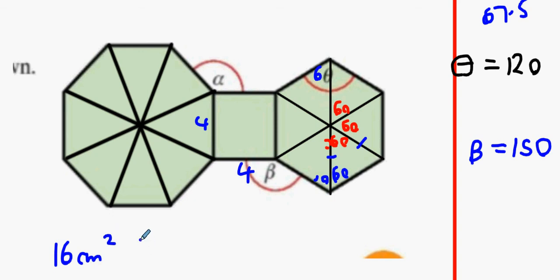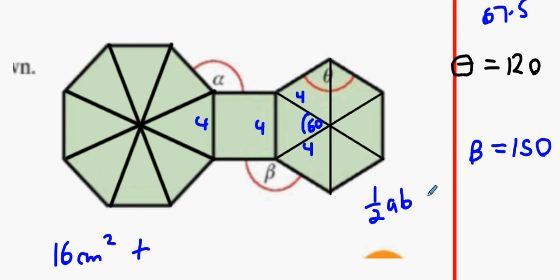Now, here's what we're going to do next. I'm going to concentrate on this triangle here, which has an area of, what's that, 60 degrees, yeah? That's 4, it's an equilateral triangle. I'm going to use a half AB sine C, for those of you that remember any trigonometry. So what's that going to be? A half 4 times 4 sine 60. Have we got an answer for me?